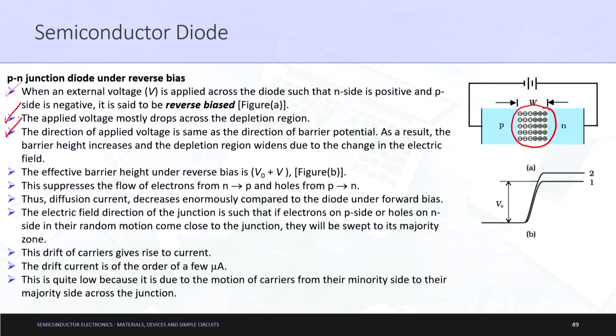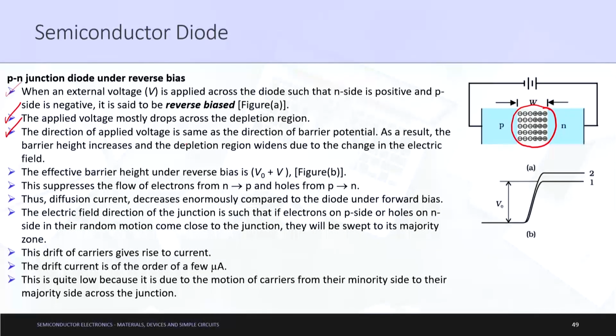Now, the direction of the applied voltage is the same as the direction of the barrier potential. There was a force acting here. Now, if we are applying the voltage in the same direction, then what would happen? This barrier potential will increase, correct. As a result, the barrier height increases.